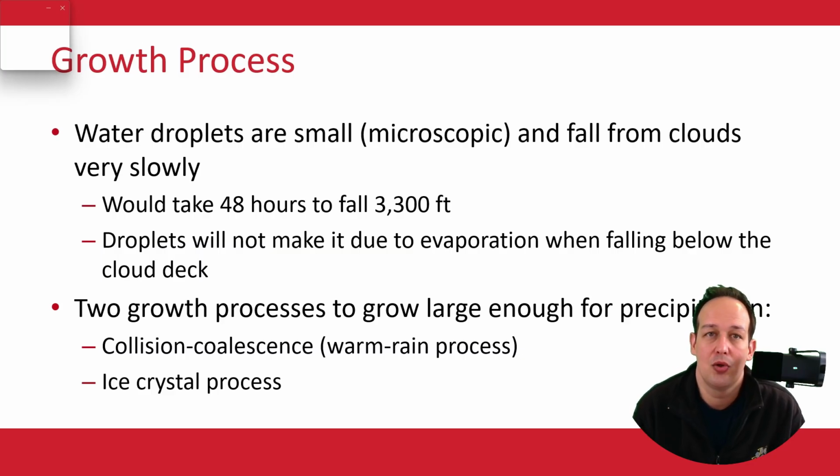But there are two growth processes that allow for those water droplets to become precipitation. Those are the collision coalescence process, also called the warm rain process, and then there's also the ice crystal process.